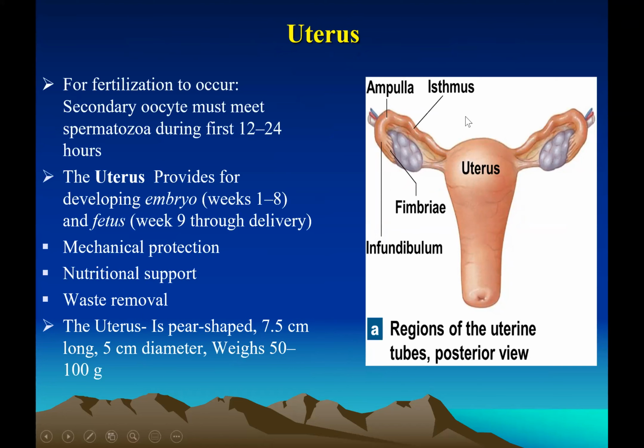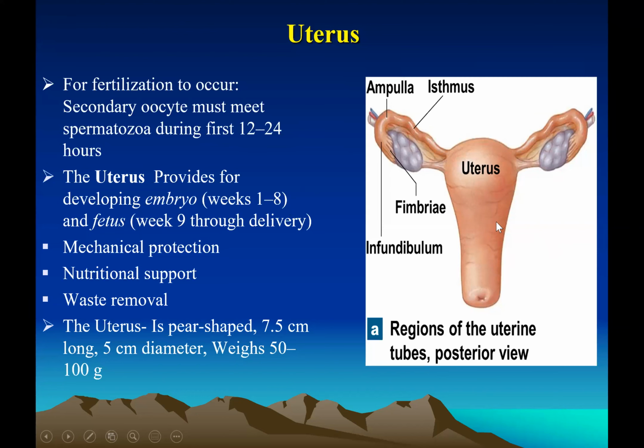If you take the shape of the uterus, it's a hollow muscular organ. The egg must meet the sperm in the first 24 hours since it was released in order for successful fertilization to happen. The first 8 weeks of pregnancy, we still call it an embryo. After 8 weeks, the baby is called a fetus. The uterus has to provide a very strong mechanical protection for the developing baby if fertilization happens. It has to supply the nourishment and it has to remove the waste.